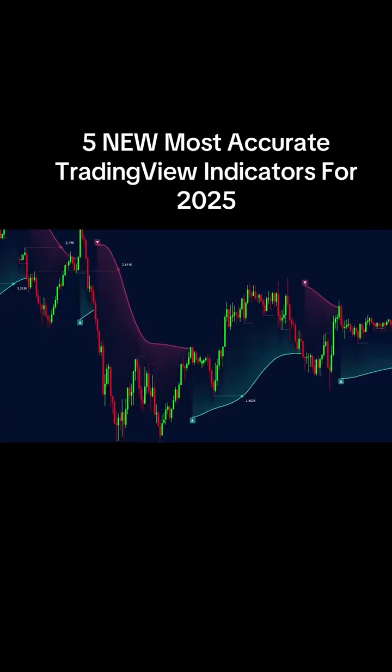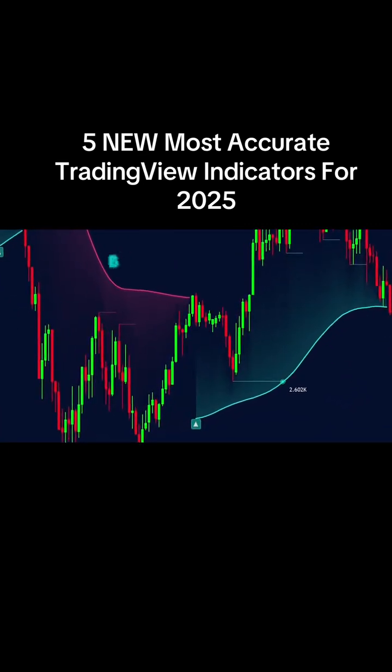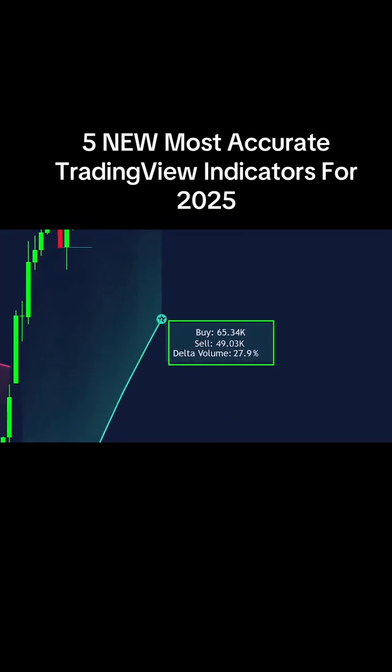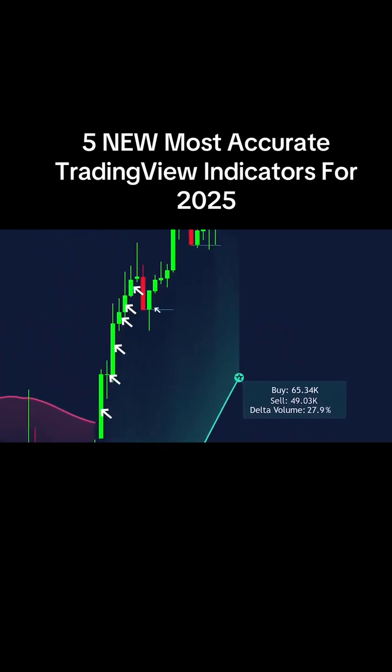You've got the Vidya line forming a trend cloud, green for bullish and red for bearish. But here's where it gets interesting. See this volume table right here? This is where the real magic happens. The buy volume for all the bullish candles is compared to the sell volume for all the bearish candles.